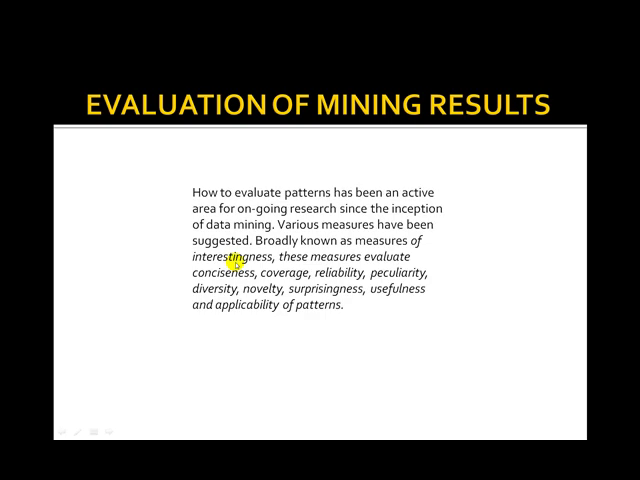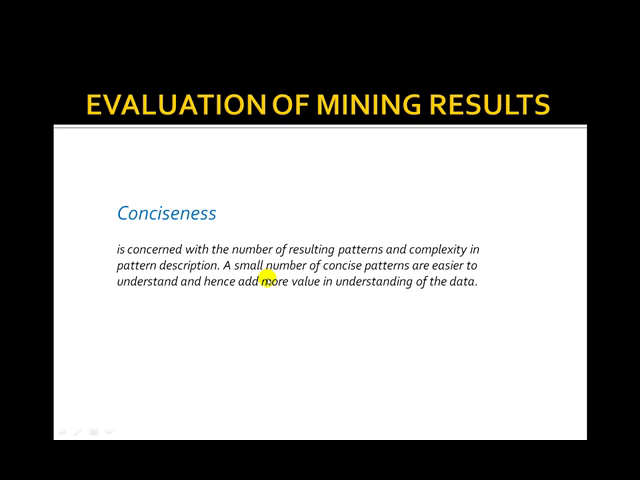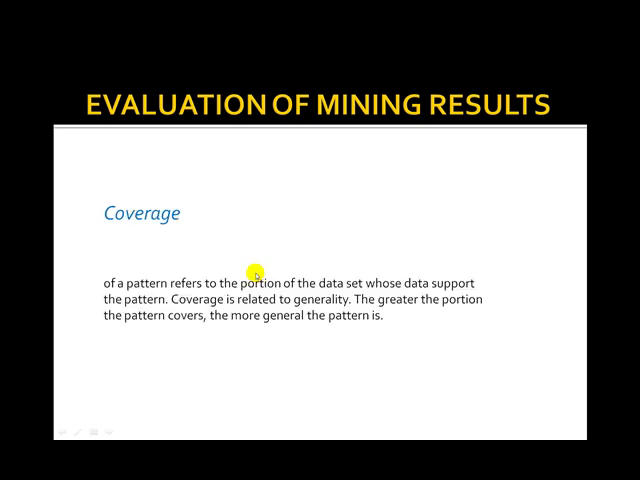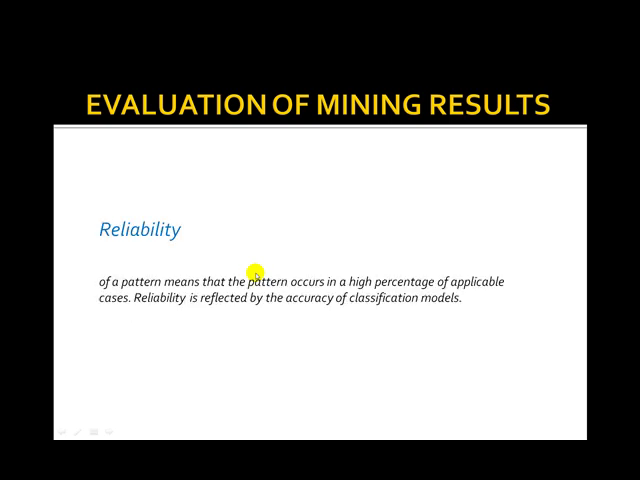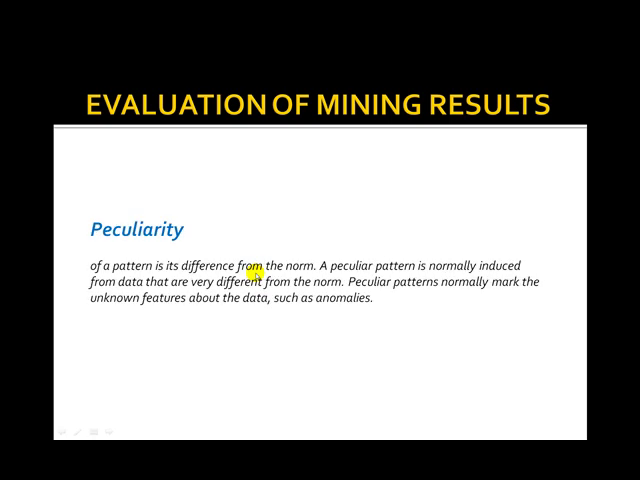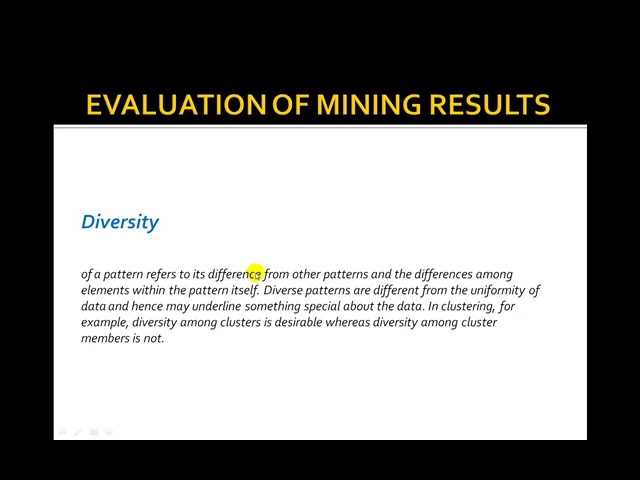How to evaluate patterns has been an active area of ongoing research since the inception of data mining. Various measures have been suggested, broadly known as measures of interestingness. These measures evaluate conciseness, coverage, reliability, peculiarity, diversity, novelty, surprisingness, usefulness, and applicability of the patterns. So now I'm just going to scroll through this, and I'll let you stop the movie and read this yourself. Conciseness, coverage, reliability, peculiarity, diversity, novelty.